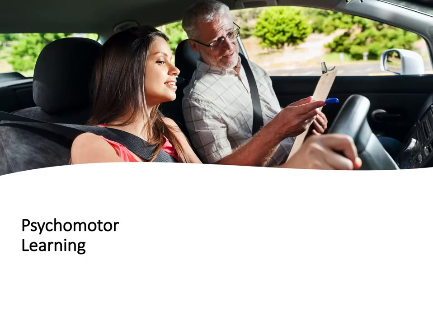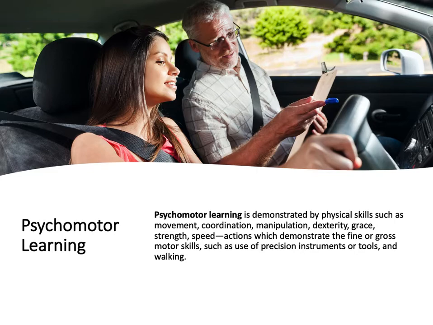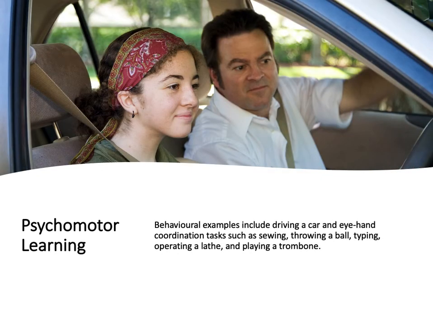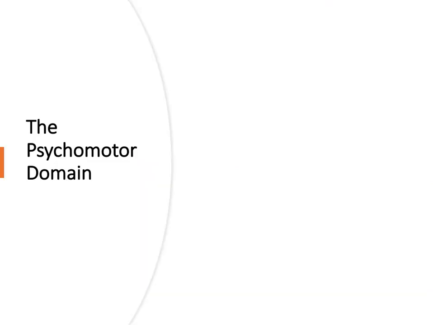Psychomotor learning. Psychomotor learning is demonstrated by physical skills such as movement, coordination, manipulation, dexterity, grace, strength, speed. Actions which demonstrate the fine or gross motor skills, such as use of precision instruments or tools and walking. Behavioral examples include driving a car and hand-eye coordination such as sewing, throwing a ball, typing, operating a lathe, and playing a trombone.